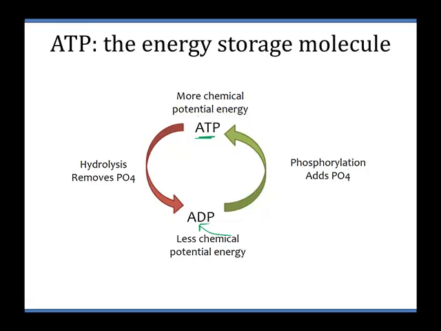So ATP has more chemical potential energy. When we hydrolyze ATP, we're removing that phosphate group. We're getting ADP. This is less chemical potential energy. Now we can just rephosphorylate it, add another phosphate group, increase its chemical potential energy again, deposit more money in that bank account.